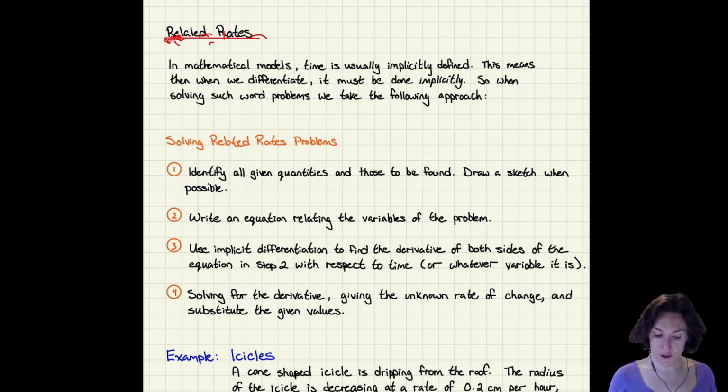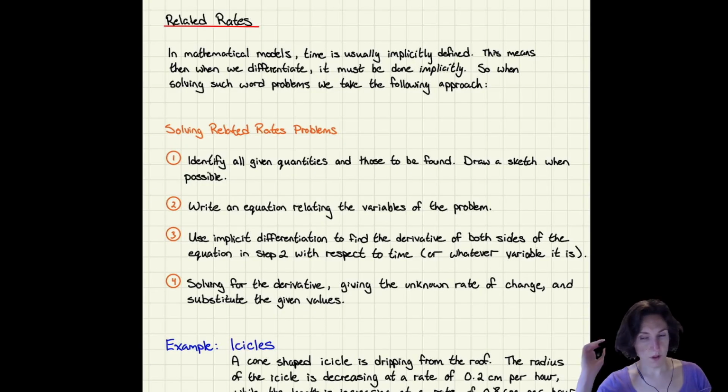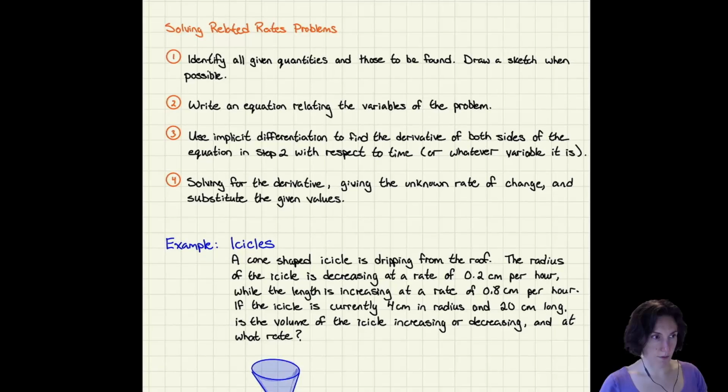And then the next thing is you implicitly differentiate to find the derivative on both the left-hand side and the right-hand side of the expression that you're using, with respect to time. And then we solve for whatever the derivative is that we're looking for. And we're typically given quantities. The radius of the icicle is decreasing at a rate of 0.02 centimeters per hour, or something like that. So you'll be given those types of numbers. And that's the general idea. Once you have your derivative, then you sub in what you know, and then you just isolate for whatever derivative you want. So let's start off with the example of icicles.